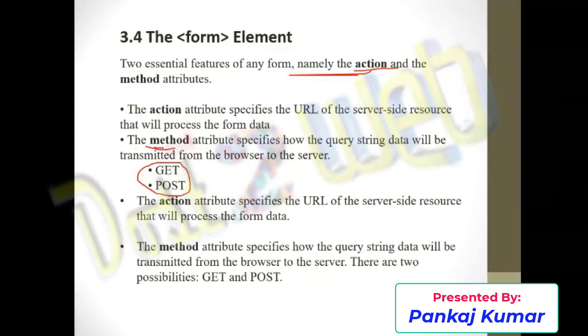Next, you have method. What is the method attribute? The moment you use the method attribute, it is going to specify how your query string data will be transmitted. You want to transmit data from the browser to the server, so it should be visible in the URL or it should be hidden. So there are two techniques, that is get and post. In get it will be visible, in post it will not be visible.